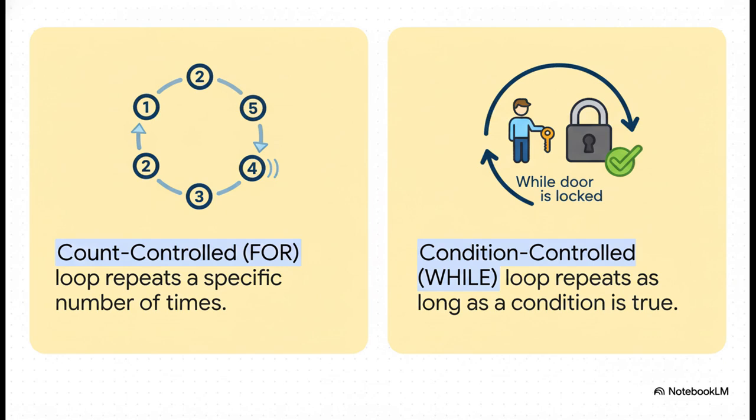A for loop is your go-to when you know exactly how many times you need to repeat something. It's like saying, I'm going to do this exactly 10 times. A while loop is more flexible. It's like saying, I'm going to keep doing this until the user finally enters the right password.